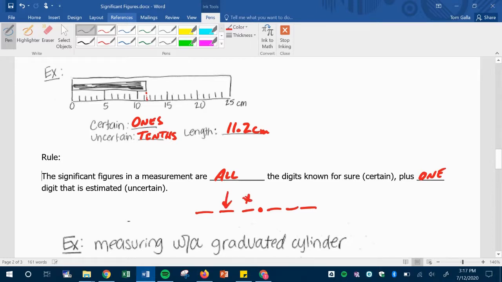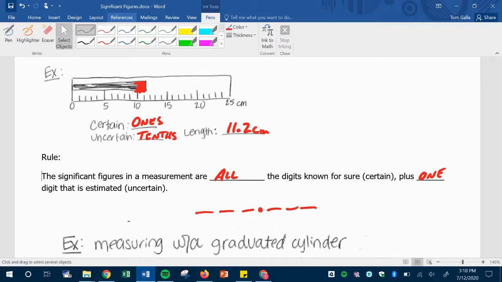Whereas if we're confident in saying we know to this spot, that means that this is the one we have to estimate. Now, an important thing here is that even if it's, let's just say, right on the line, so this strip of paper ended right here, and it looks like it's right on 11, we still have to estimate that tenths place. So if this was our strip of paper right on 11, we would call it 11.0. So yes, even if you're estimating that the last digit is a 0, it does still need to be included.